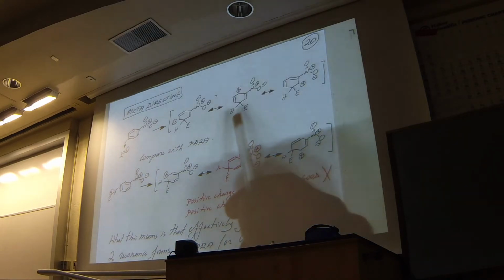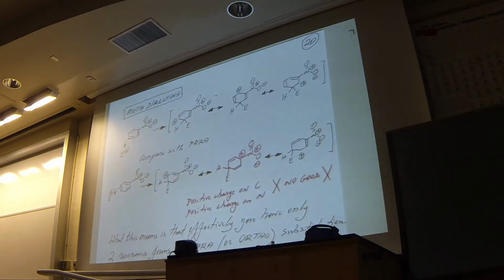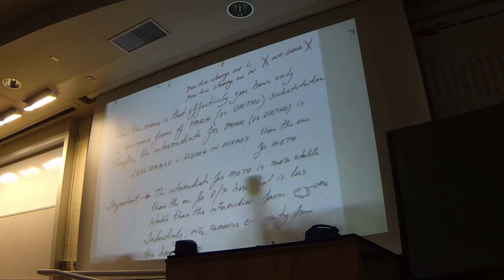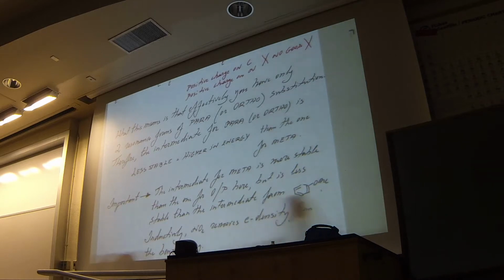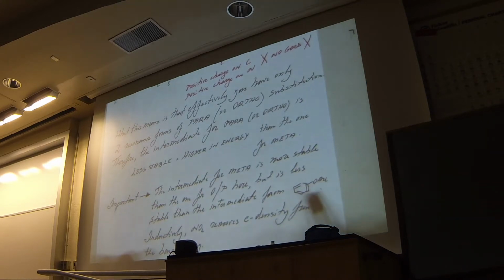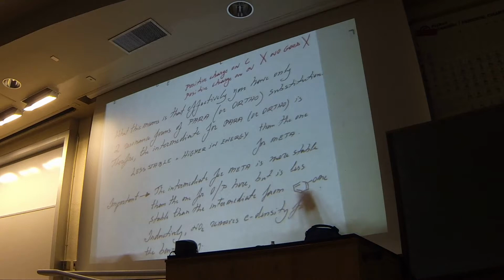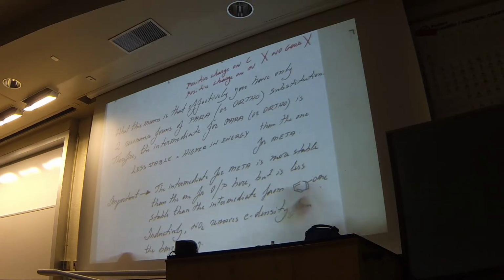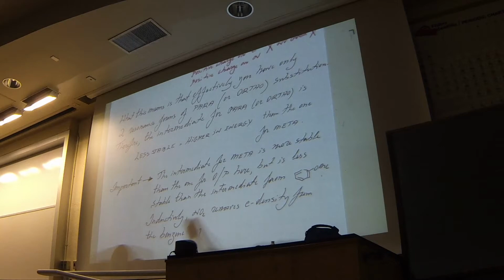So benzene is going to be faster than this reaction. The intermediate for meta is more stable than ortho para, but it's less stable than the intermediate for methoxybenzene and also less stable than the intermediate from benzene. Inductively, the nitro group removes electron density. The nitro group is electron withdrawing from the benzene ring. The benzene ring in nitrobenzene is not as good a nucleophile. It doesn't have electron pairs as available for bonding to the electrophile, so the reaction is slower.